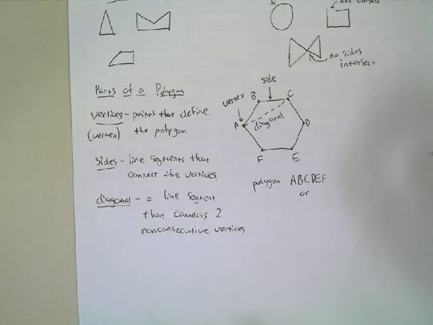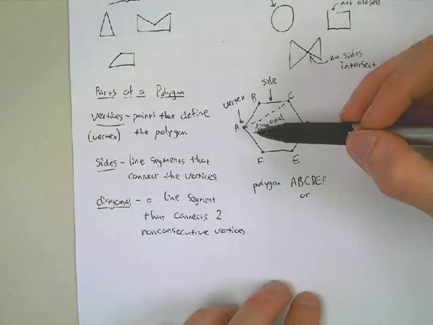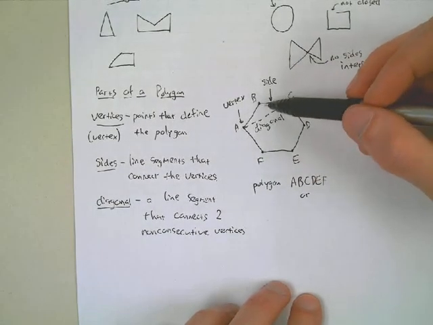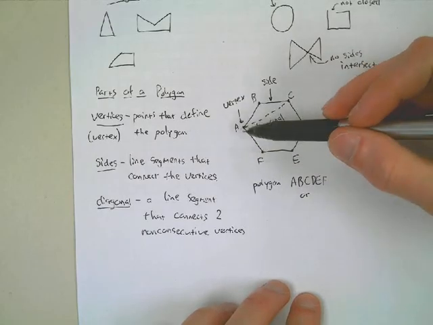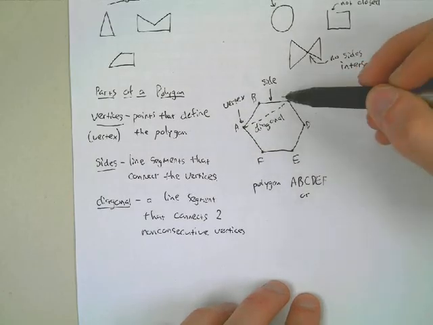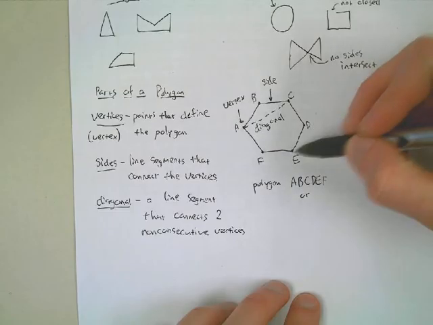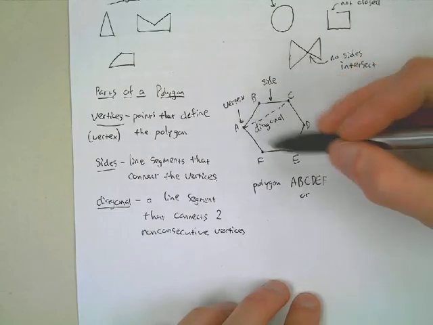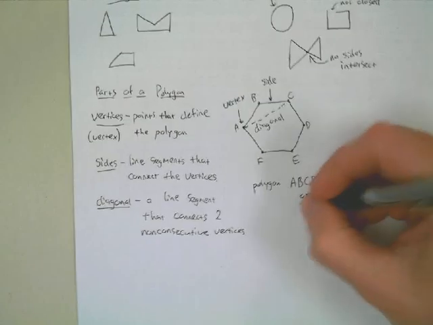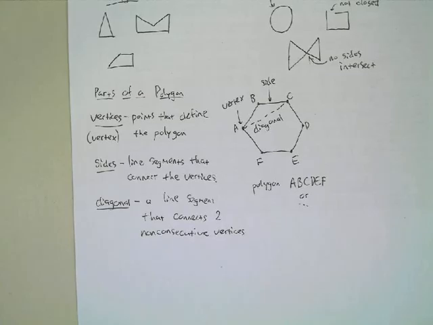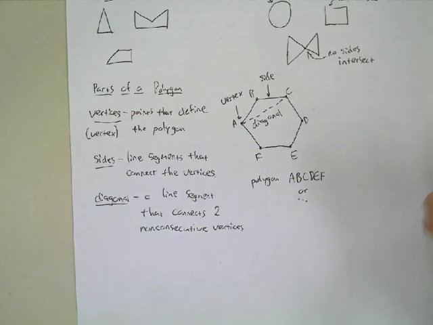But you don't have to start at A. You could also start at B, and so you could name it B, C, D, E, F, A, or B, A, F, E, D, C, okay? Or you could start at D and go D, E, F, A, B, C, or D, C, B, A, F, E. It doesn't matter. You have a lot of options, so I'm not going to name them all off there, okay? It's whatever order you want.